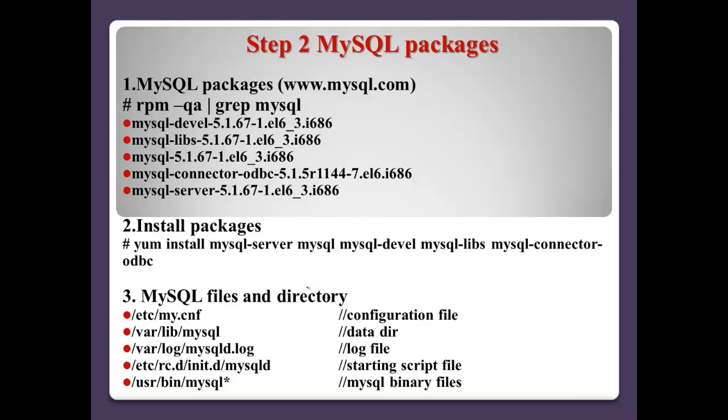Okay, step 2, MySQL packages. We can download MySQL packages from this website, www.mysql.com. But if we are using CentOS 6.3, we can download these packages directly from the CentOS website. First, we have to check using this command, rpm -qa | grep mysql. In this case, we need 5 packages. If we don't have them, we can install using the command yum install and each package name.